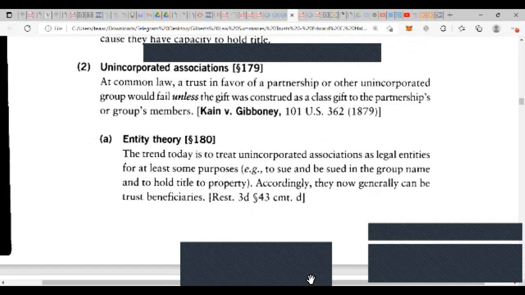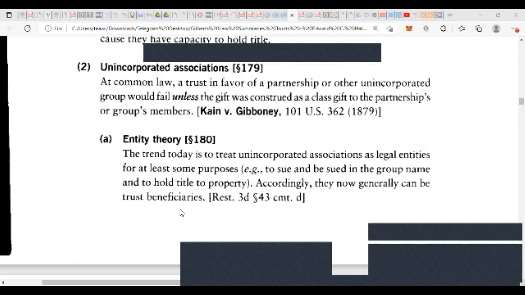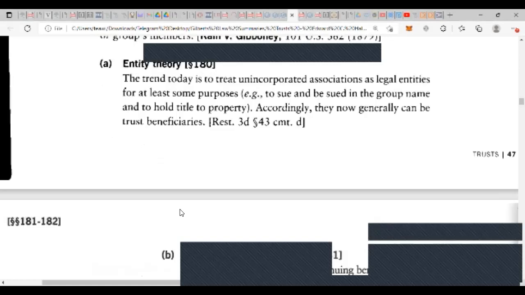Number 2, unincorporated associations, Section 179. At common law, a trust in favor of a partnership or other unincorporated group would fail unless the gift was construed as a gift to the group's members. Kane v. Gibney, 1879.